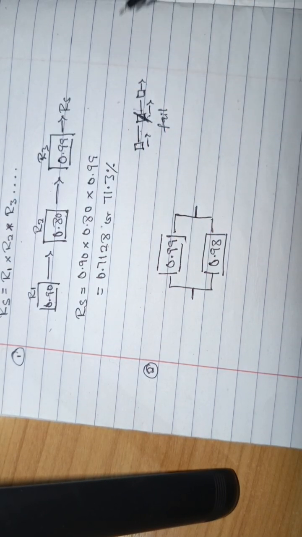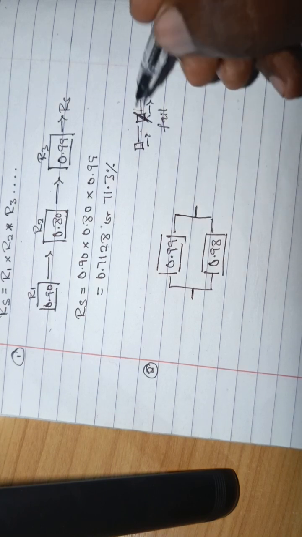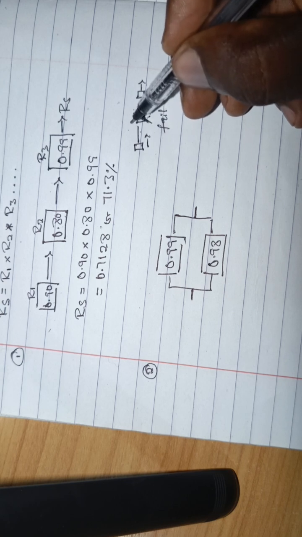That is where redundancy came in. The redundancy is trying to say, okay, fine, let's add another component, let's say over here.